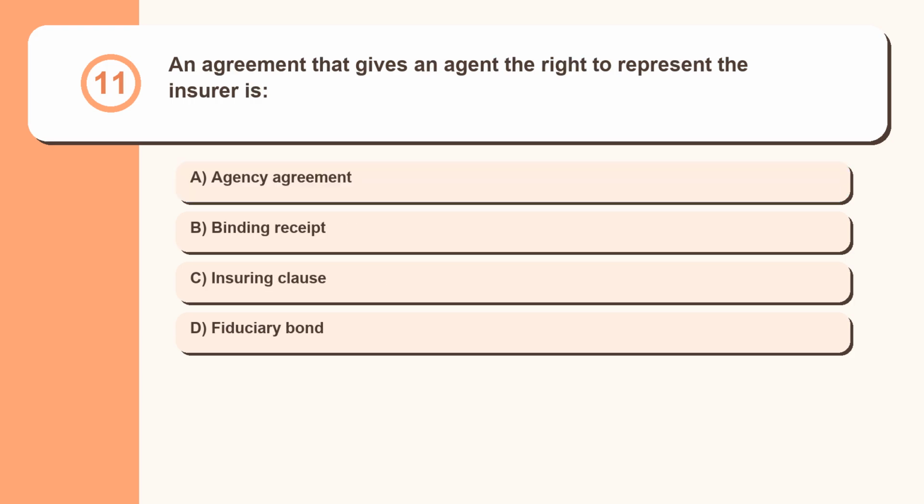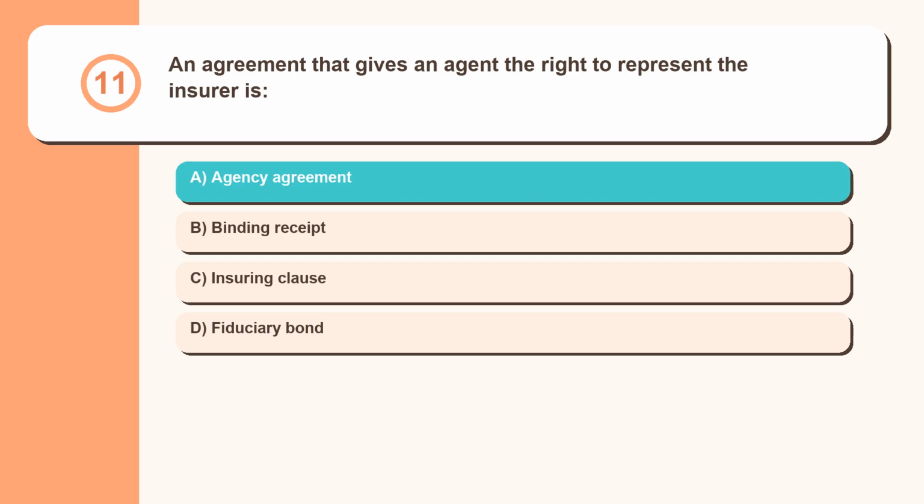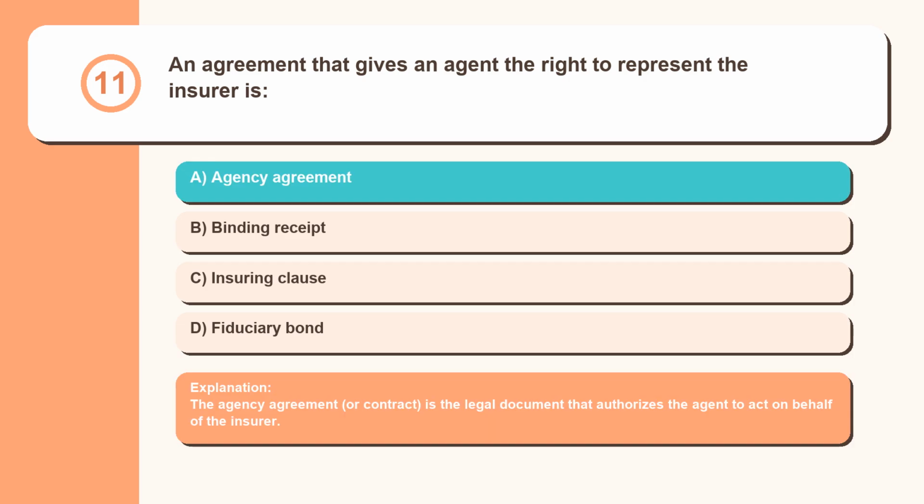Question 11. An agreement that gives an agent the right to represent the insurer is agency agreement, binding receipt, insuring clause, fiduciary bond. The agency agreement, or contract, is the legal document that authorizes the agent to act on behalf of the insurer.